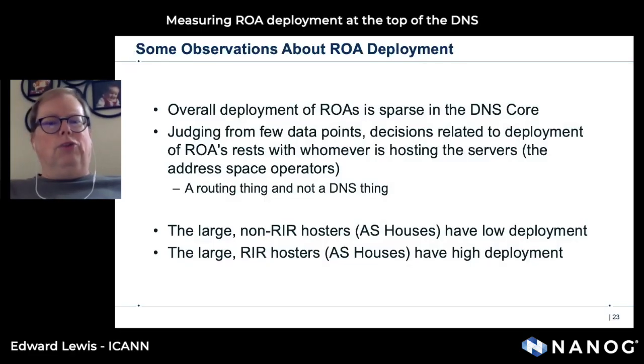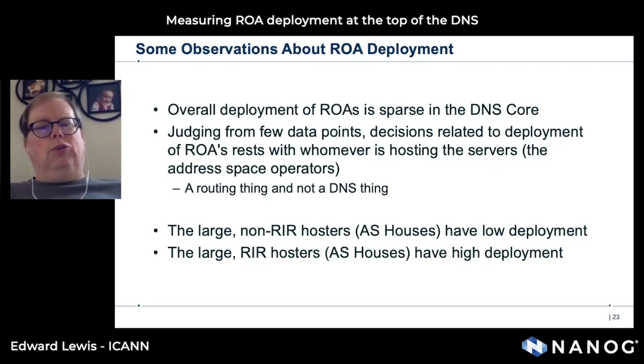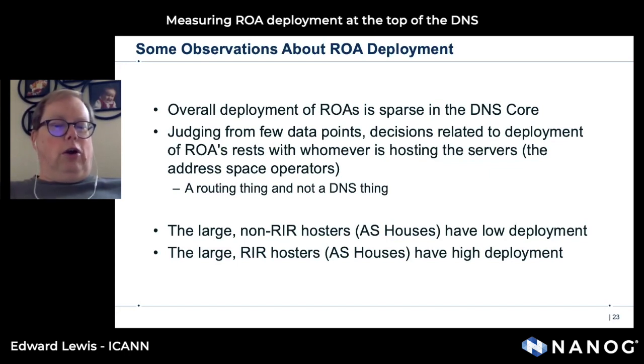So overall judgment, overall statements: ROAs are sparse. There's not a lot of data here. Large non-RIR hosters, AS houses, have low deployment, but the large RIR hosters do have high deployment. So the last 2 bullets there kind of show a contrast in who's rolled it out.